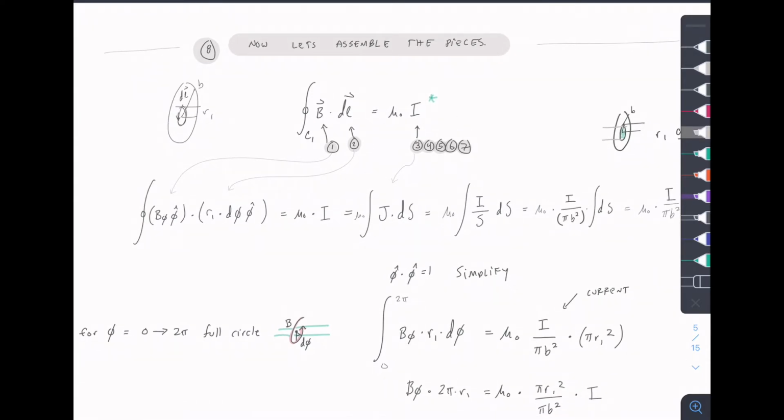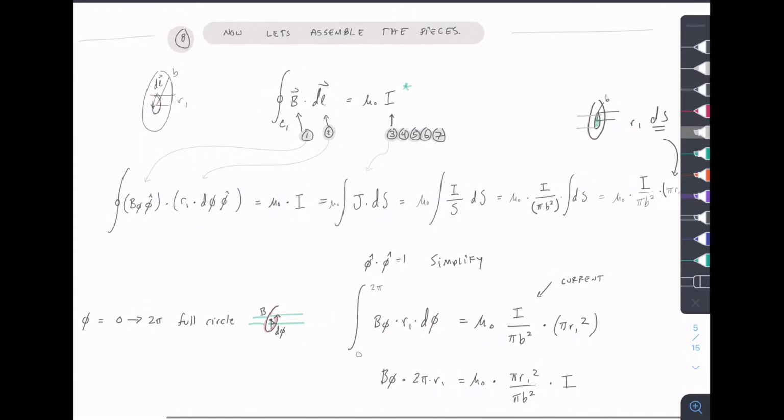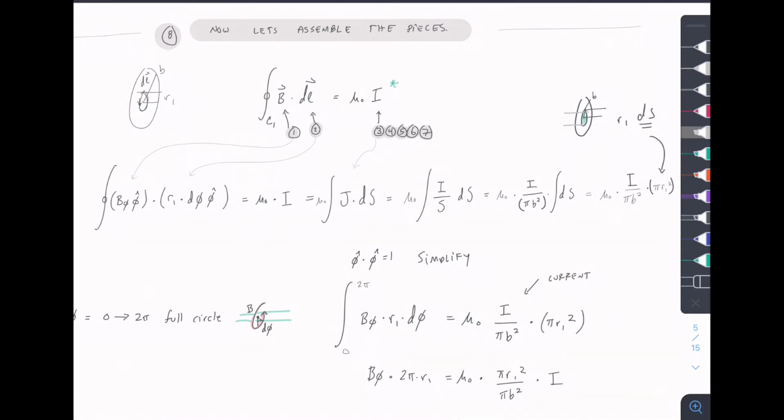And then on the left side, we have this mu naught I. And because we're on the inside, right, we don't have all of the current. We're kind of constricting it. So we need to find our current density first. So current density is I over S, right? So this is the current density as a function of all of the current flowing through.